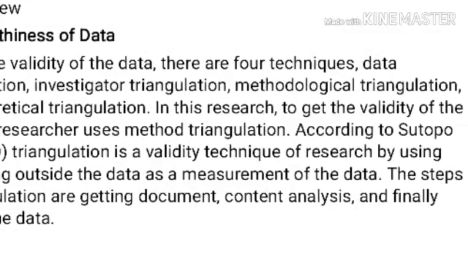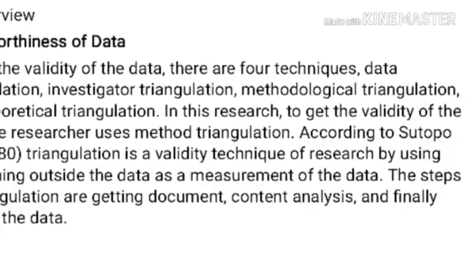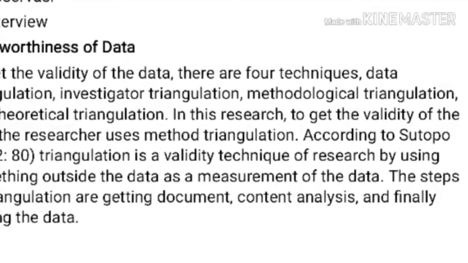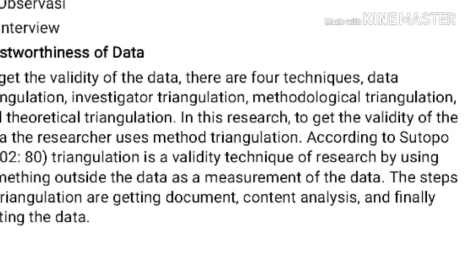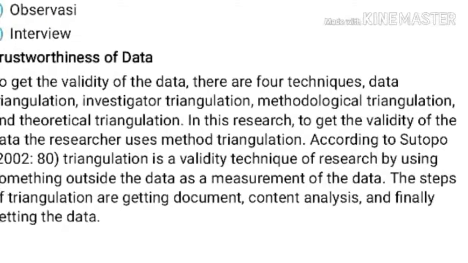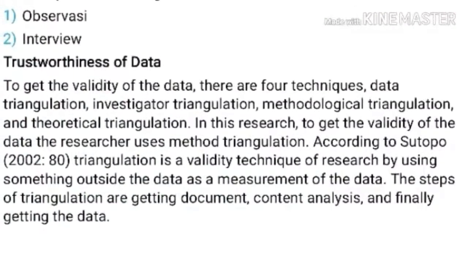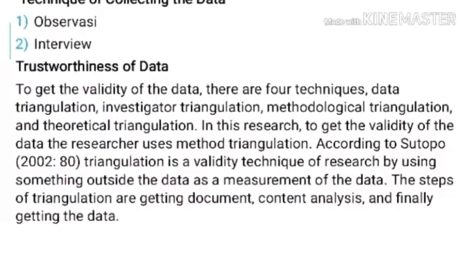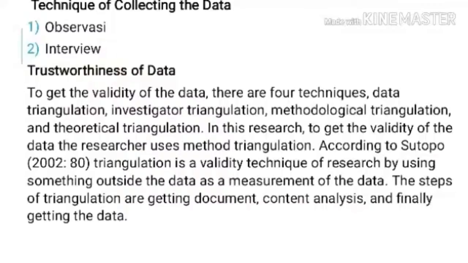The next, trustworthiness of data. To get the validity of the data, there are four techniques: data triangulation, investigator triangulation, methodological triangulation, and theoretical triangulation. In this research, to get the validity of the data, the researcher uses method triangulation. According to Sutopo 2002, triangulation is a validity technique of research by using something outside the data as a measurement of the data. The steps of triangulation are getting documents, content analysis, and finally getting the data.